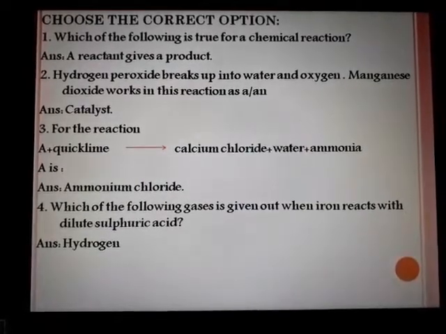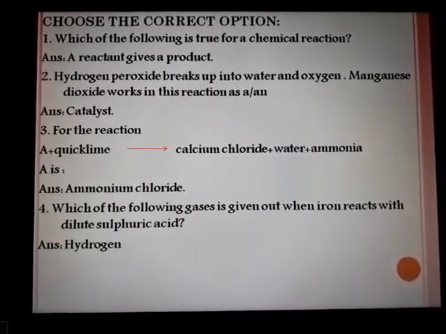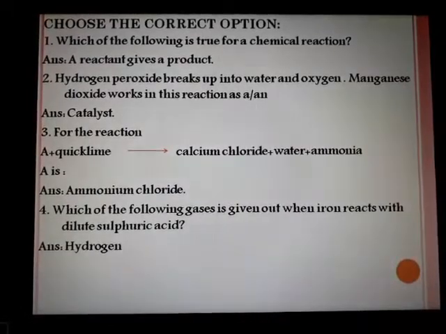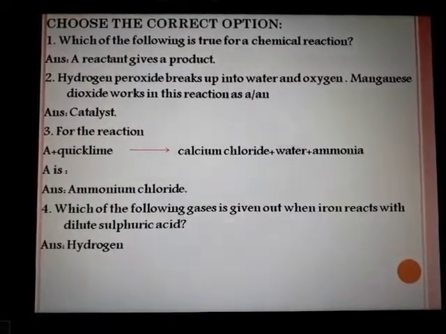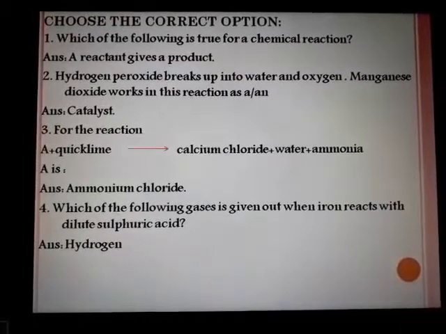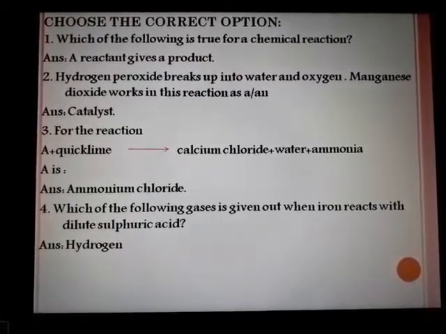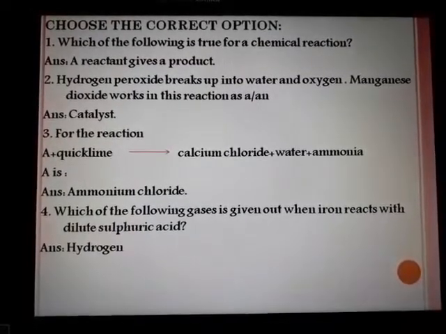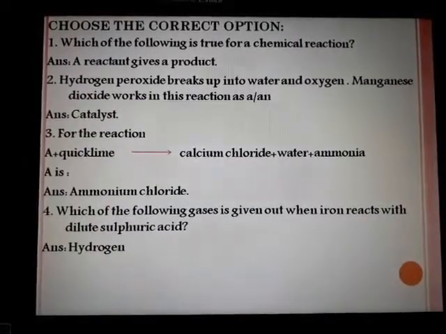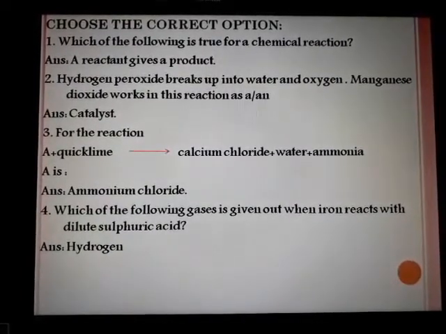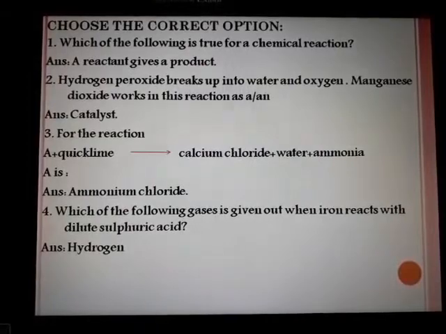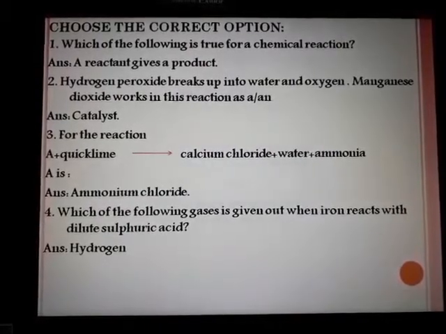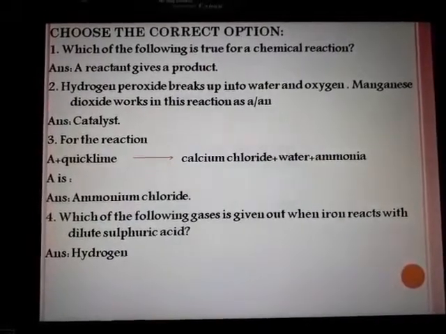Third, for the reaction, A plus quicklime gives calcium chloride plus water plus ammonia, in this reaction A is ammonium chloride. Our last, which of the following gases is given out when iron reacts with dilute sulfuric acid? Write down hydrogen.